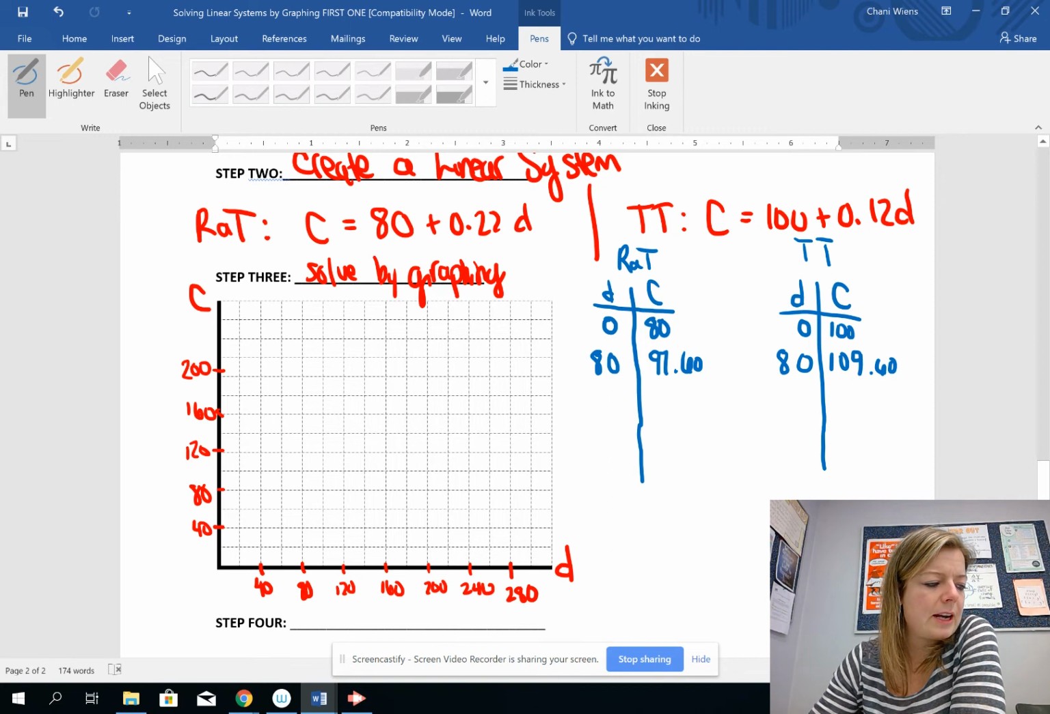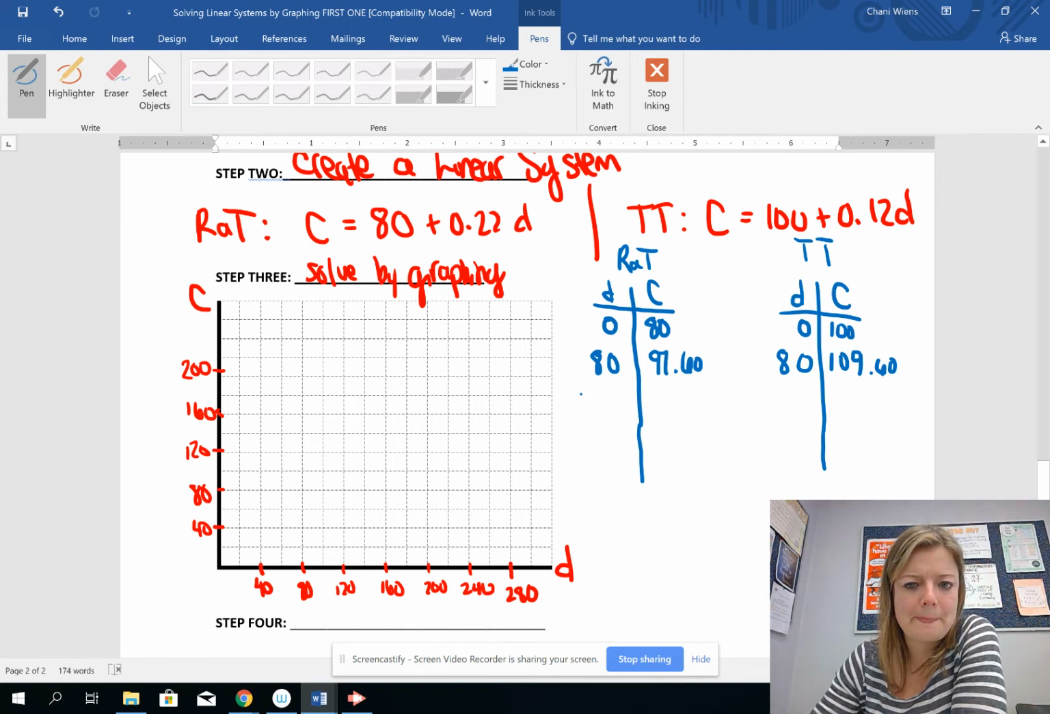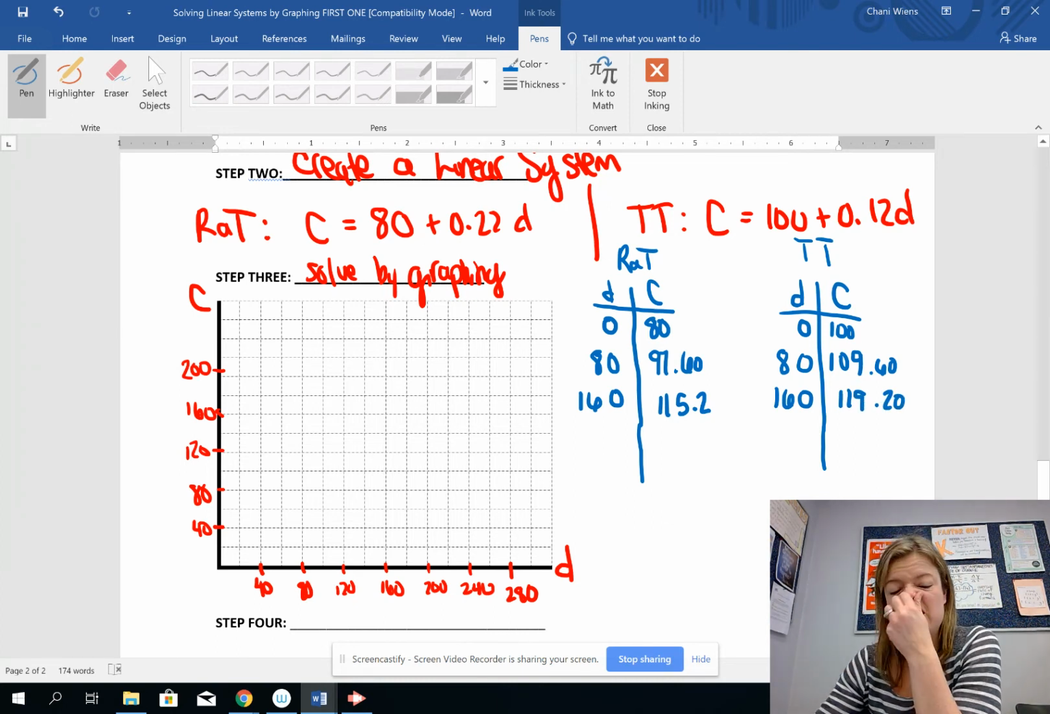Then I put in 160. For Rent-A-Truck, I get 115.2, and for Tony's Trucks, I get 119.2. Notice Tony's Trucks is still more expensive, but they're very close in price. So we're getting closer to where they intersect.